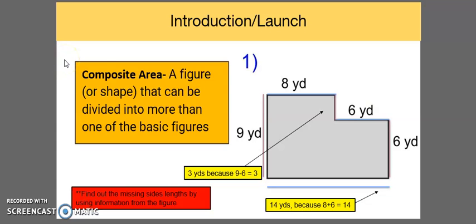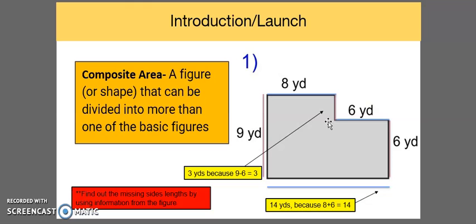smaller pieces. So if we look at the figure over here, this is a figure that can be broken down into smaller, more basic figures. Here we could divide it into one shape here and another one here. And in today's lesson, we're going to be looking at how we can figure out missing information.